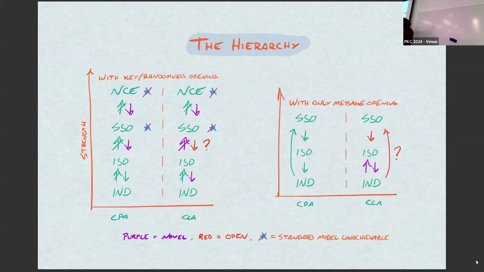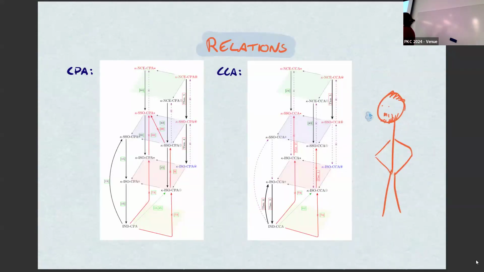And I'll just mention that if only messages leak, then mostly you get notions that are fully equivalent again, like there are no separations. It turns out that the reason you get separations here is that if you have the private key or the randomness used, you can verify that you were given the correct randomness, for example. But in this case, where only the messages leak, the reductions can do all sorts of fakery tricks that lead to these implications.